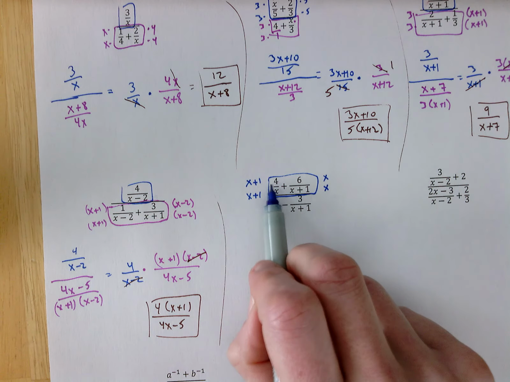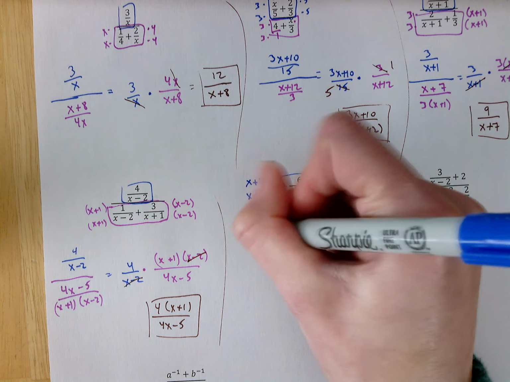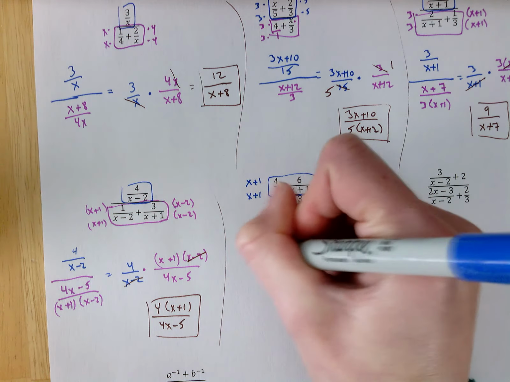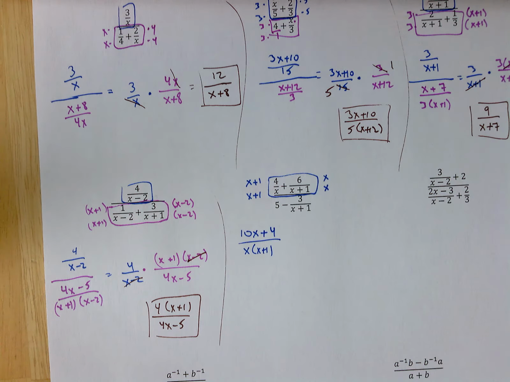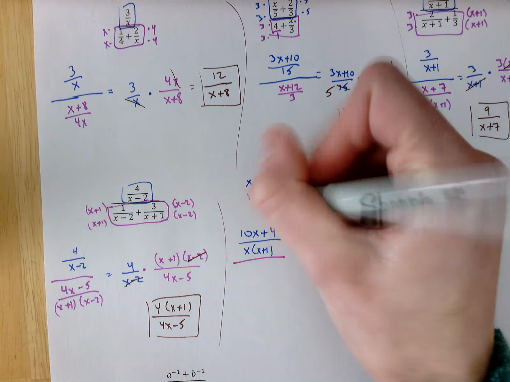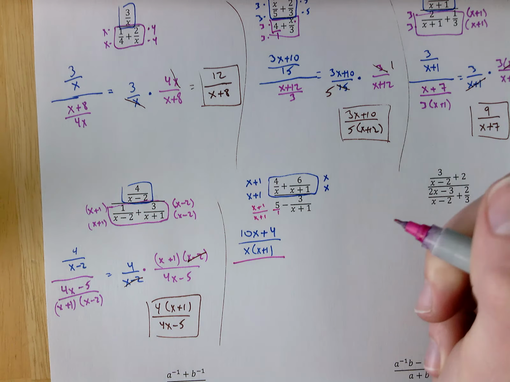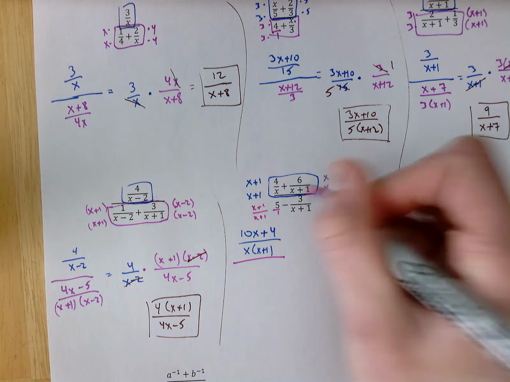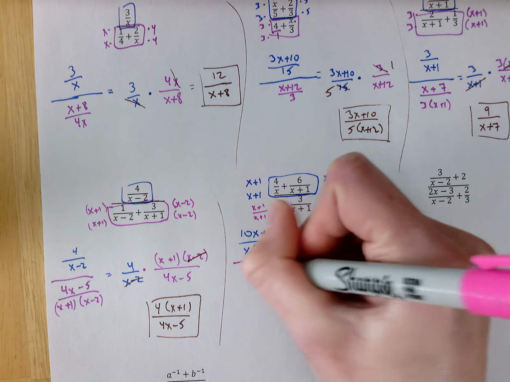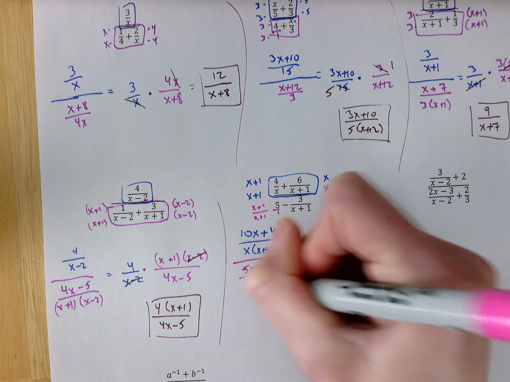So on this side, it's going to give me 4x plus 4 plus another 6x. So that'll be 10x plus 4 over x times x plus 1. And then for my denominator, this is a 5 over 1, so I'm going to have to multiply this side by x plus 1, top and bottom, right? So that'll give me 5x plus 5 minus 3. So that's 5x, and then 5 minus 3 is negative 2. And denominator will be x plus 1.